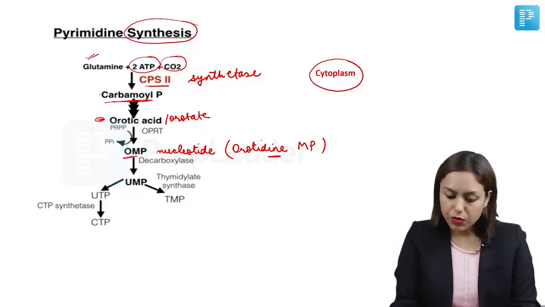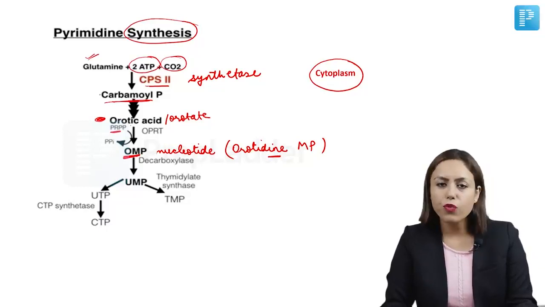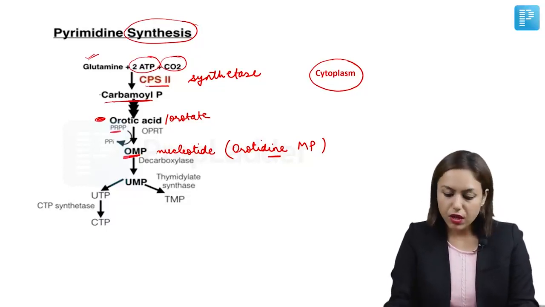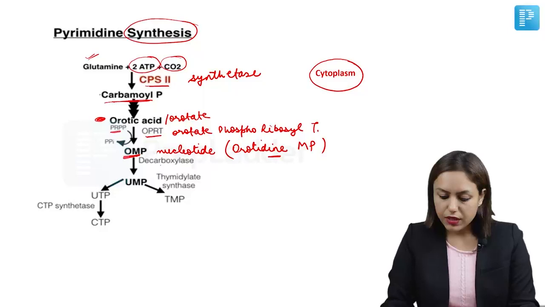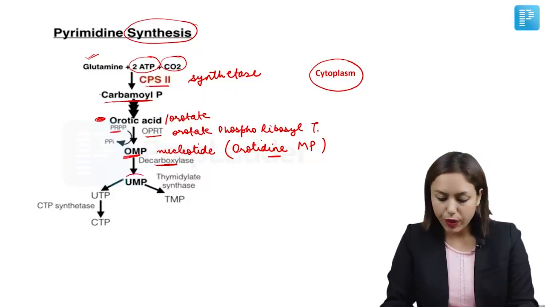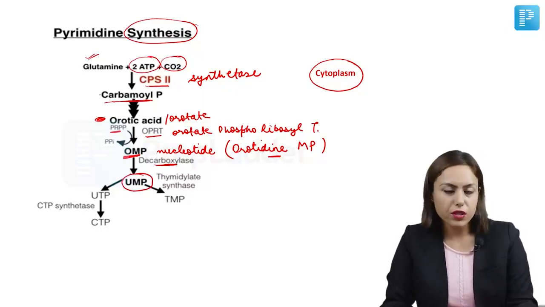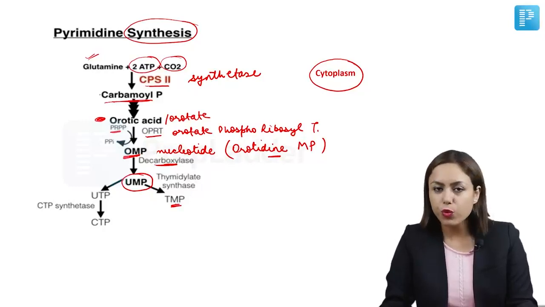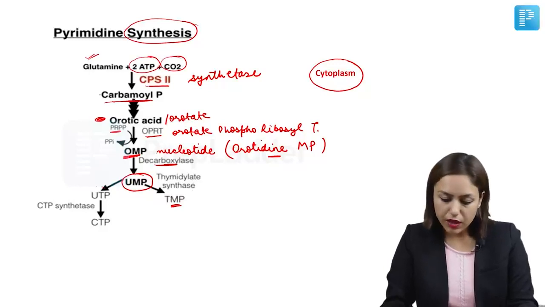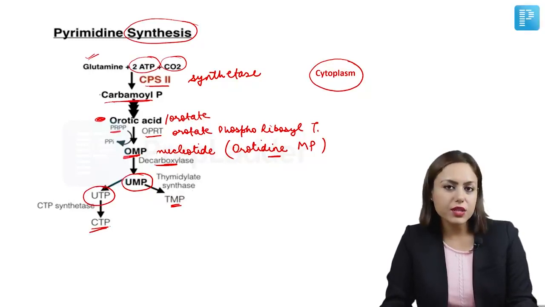Now from nitrogenous base orotate to OMP, we have to add PRPP, phosphoribosyl pyrophosphate, right? So enzyme is OPRT, that is orotate phosphoribosyl transferase. Now next enzyme is decarboxylase and UMP is formed, uridine monophosphate. Now I already told you UMP will be converted to TMP at the level of monophosphate, U to T conversion, at the level of triphosphate, U to C conversion.